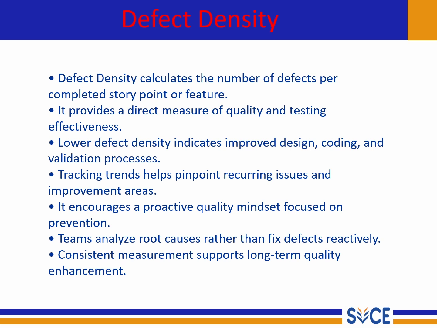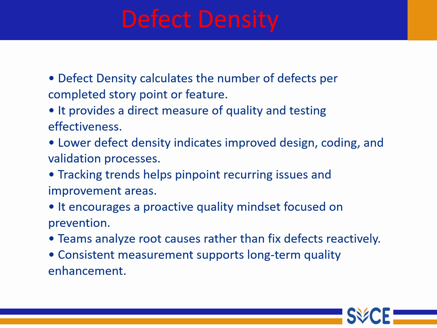Defect density is one of the key agile metrics that tell us about product quality. In simple terms, defect density means how many defects or bugs are found per completed feature or story point. So, if your team delivered 10 user stories and 5 defects, your defect density would be 0.5, meaning half a defect per story. So this gives us a direct measure of quality and testing effectiveness.